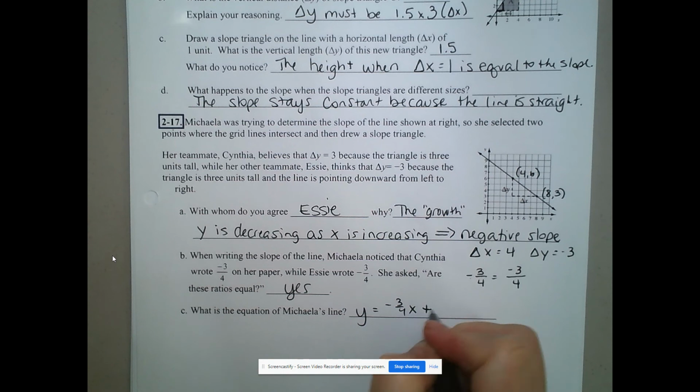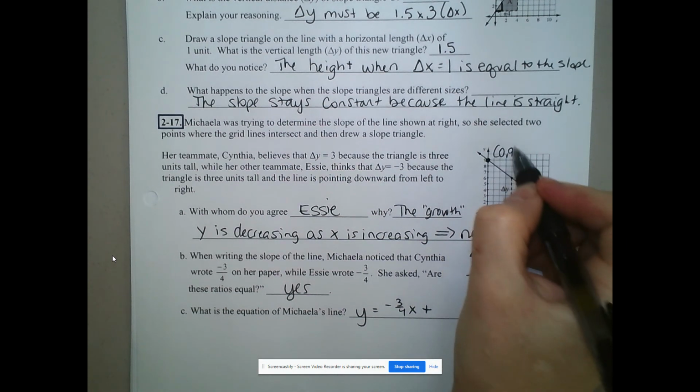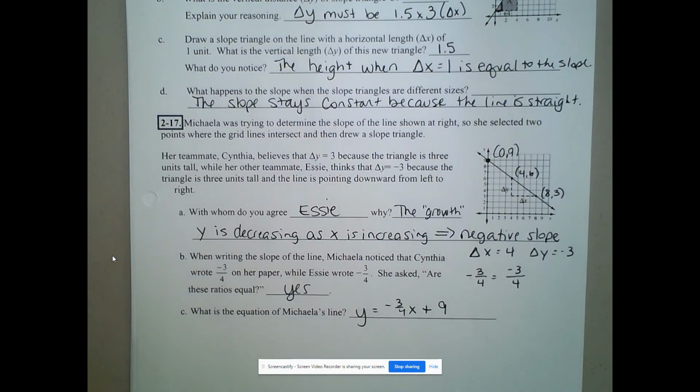x plus, and then we just need to check here our y-intercept. Our initial value is 0, 9, where it crosses the y-axis. The y-intercept is plus 9.